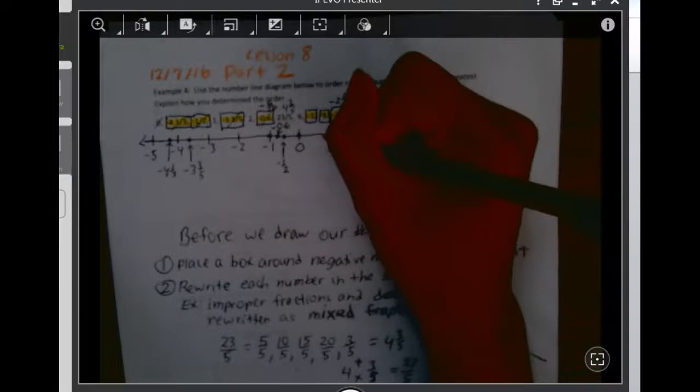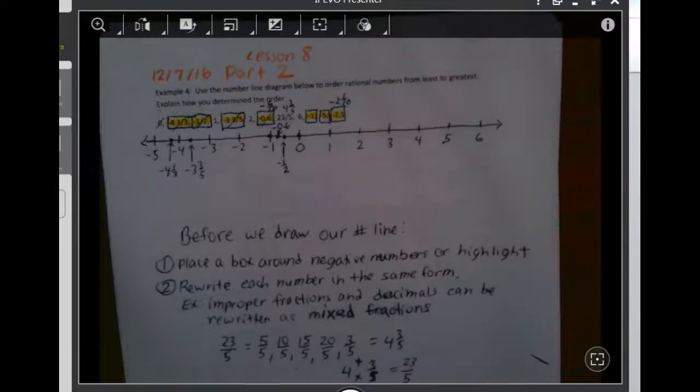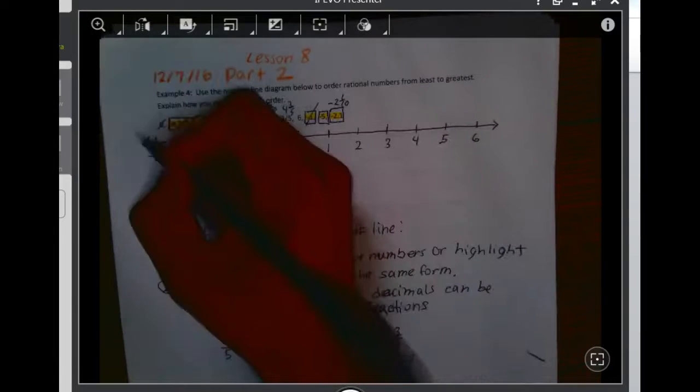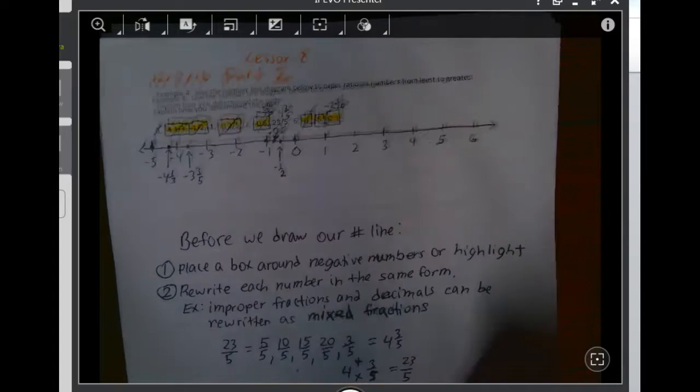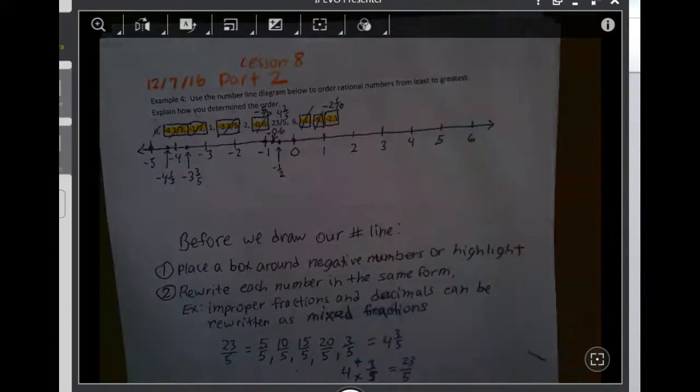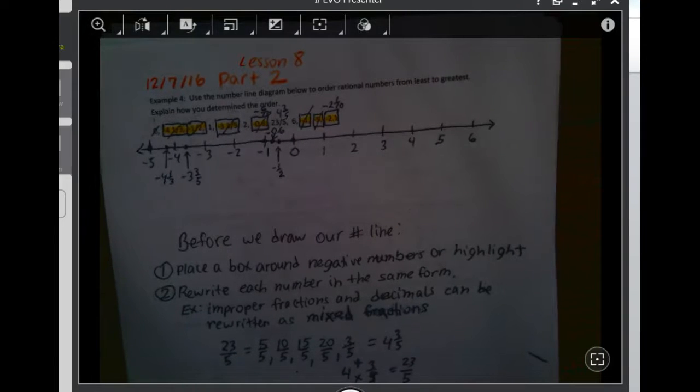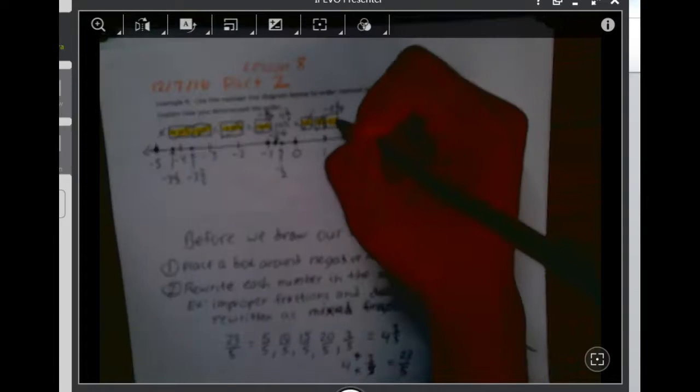Then we're going to move on to negative 5. Pretty simple. Start at 0. I'm going to move to the left to negative 5. Cross it off the list. And then lastly, for the negative numbers, we have negative 2 and 1/10.